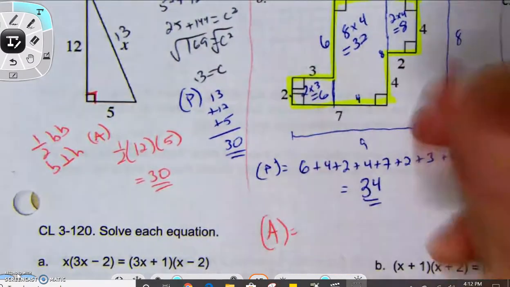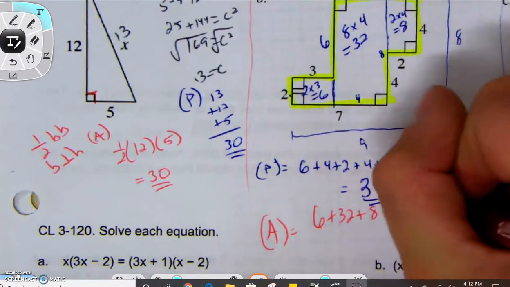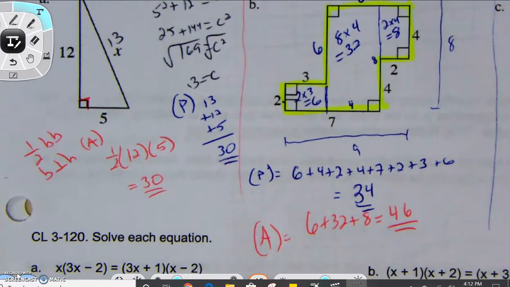So area is equal to 6 plus 32 plus 8, which is going to give me 46. 32 plus 8 is 40, plus 6 is 46.